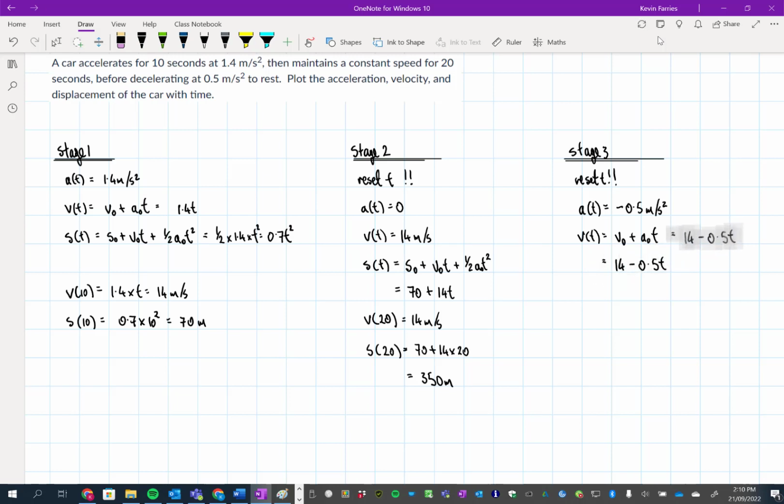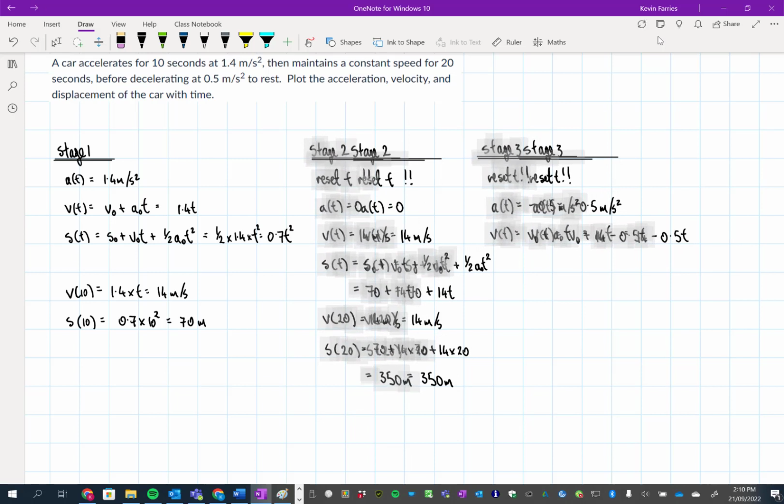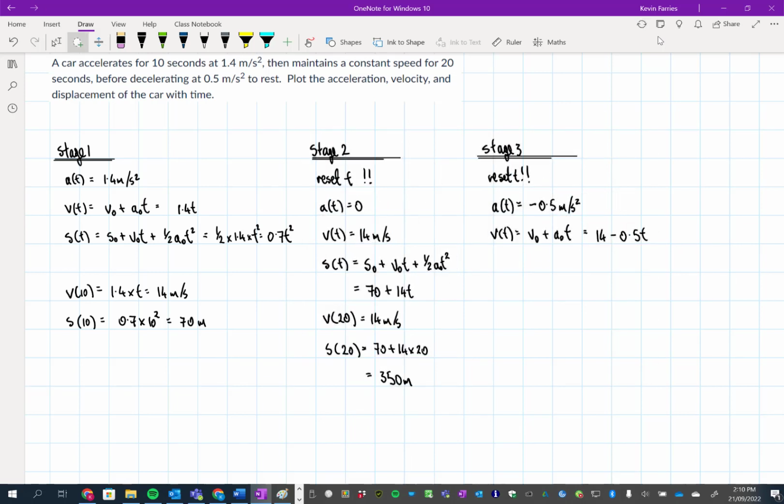We could probably fit that up here, I think. I might just bring this whole thing across just so we can fit everything in easily. Then we're going to have this displacement next. I'm just going to tidy things up a little bit so it looks the same for each stage.